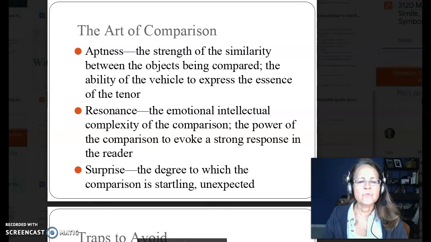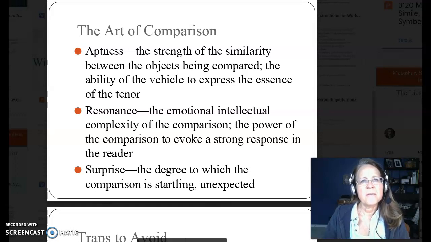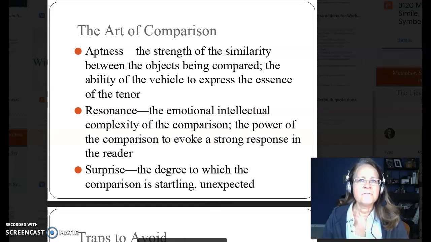That means it's a strong comparison because the similarity being highlighted is appropriate. It seems to fit. It can be original, but once we encounter it, we think, of course, why have I never seen that thing in that particular way? Somehow that comparison expresses some element of the essence of that subject matter.